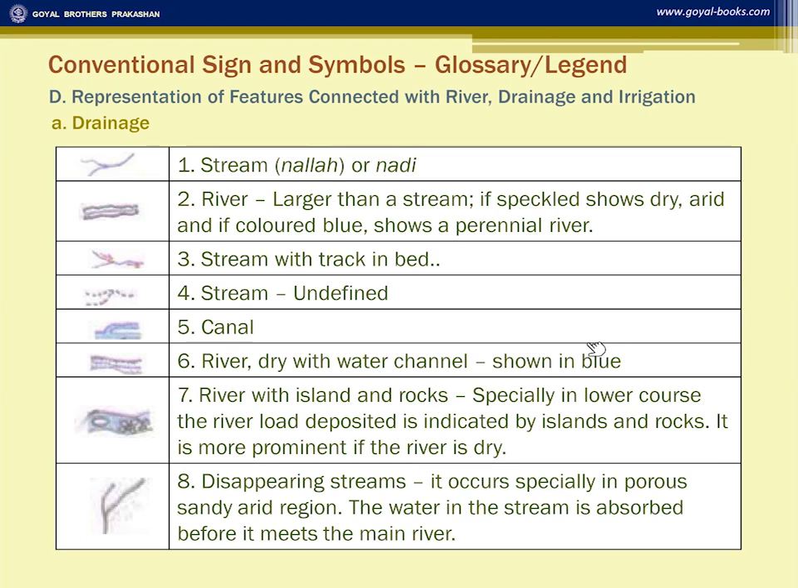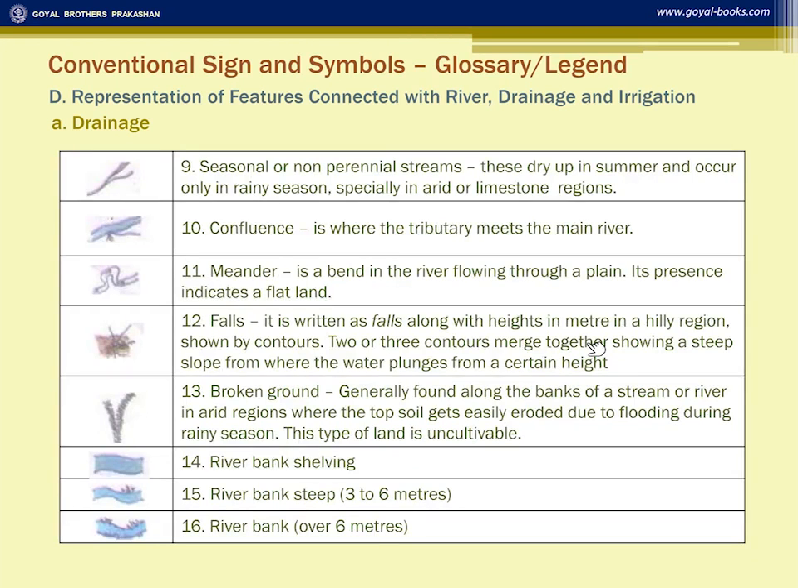The disappearing streams occur especially in the porous regions and in the dry regions, arid regions, where the water in the stream is evaporated before it meets the main river. You have these non-perennial streams which dry up in the summer and occur only in the rainy season. Confluence is where the tributary meets the main river, and meander generally is found in the plain area because the river, when it flows through a flat land, it forms the meander.